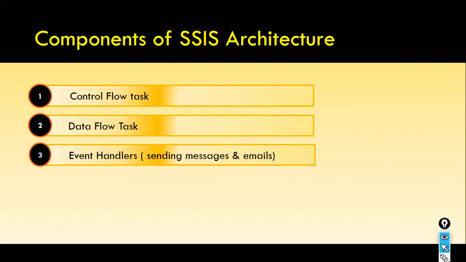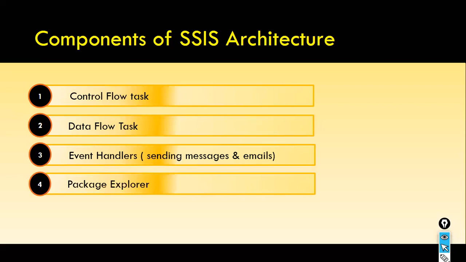And the next one is the event handlers, using which we can send messages or emails. For example, if any job fails, this feature helps us to automatically schedule an email. If any job fails, send an email to the group of people in your organization so that they can take quick action to fix that error. Sending emails or messages, we do using event handlers. It also provides the scope of variables.